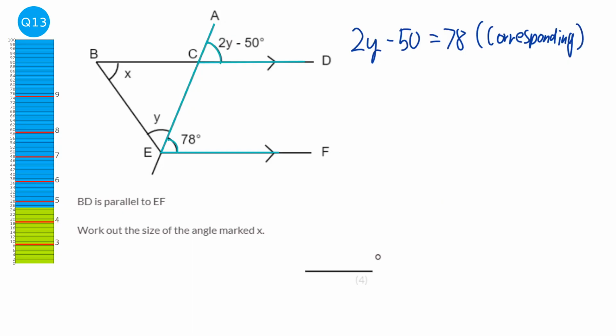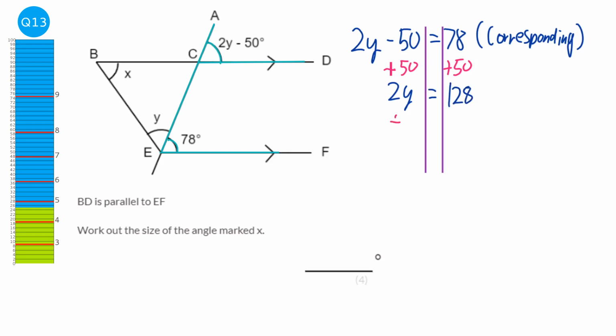Now here we've got an equation and we want to solve it, so we get our solving lines in. We first of all add 50 to both sides. So we've got 2y equals 78 plus 50, which would be 128. And then we're going to halve both sides, or divide by 2. So we've got 64. So we know that y is 64. And so we look back at the diagram to find out how we'd work out x.